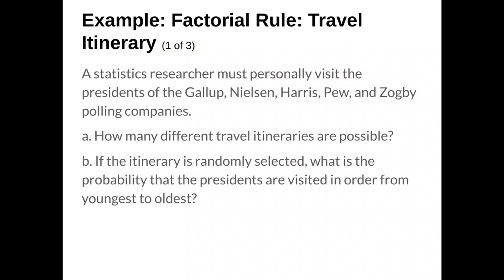Youngest to oldest. How many ways are there to do that? Well, there's only one, right? There's only one order of them from youngest to oldest. So that means this is going to be a 1 divided by some number type of case again.